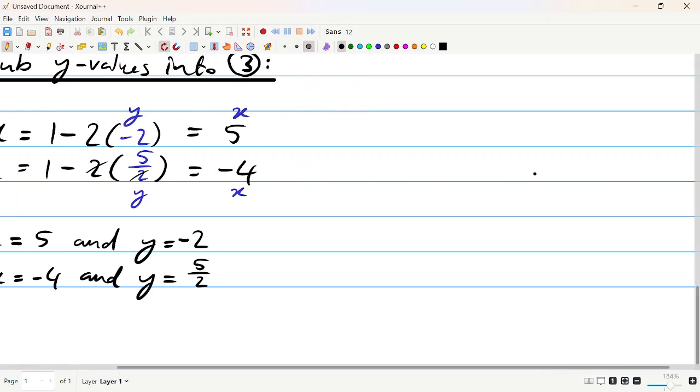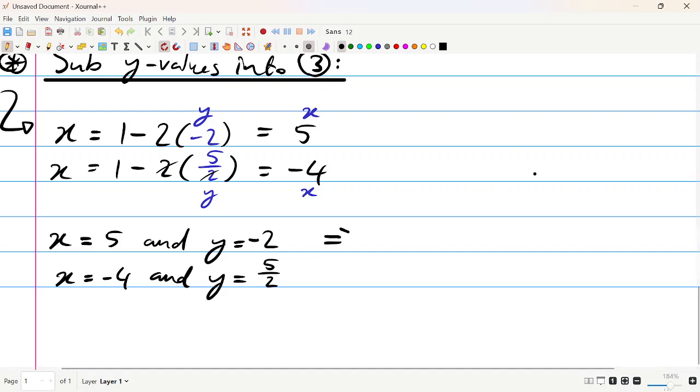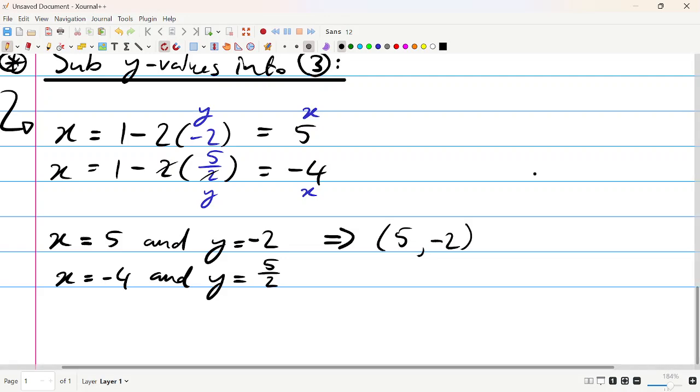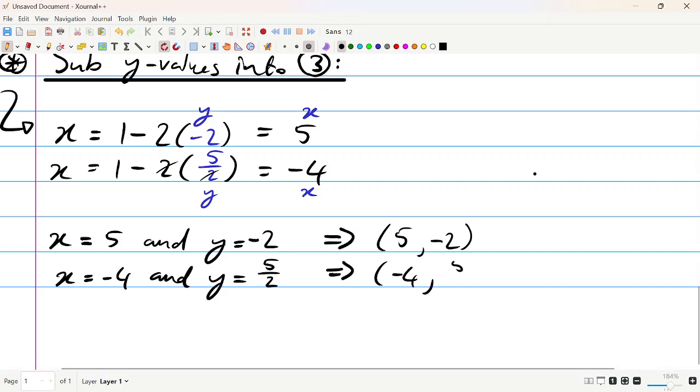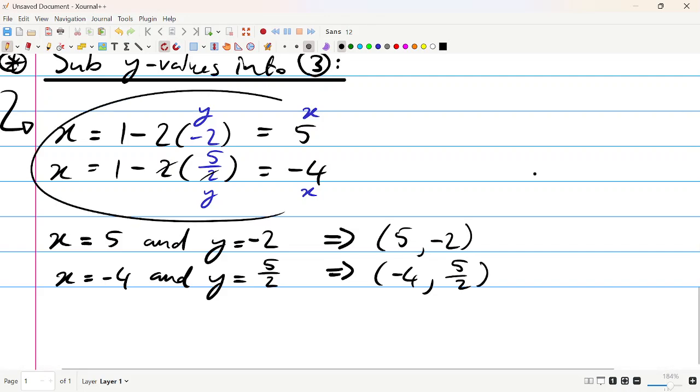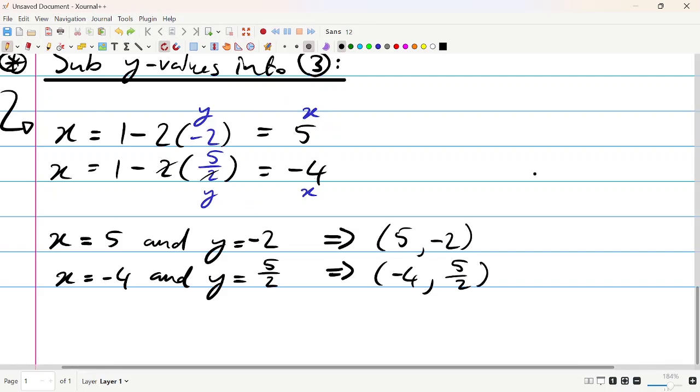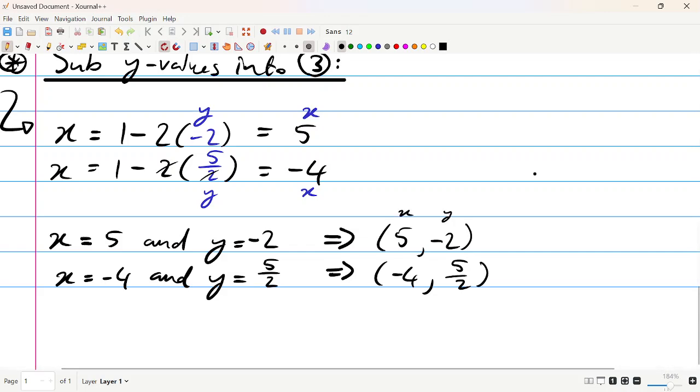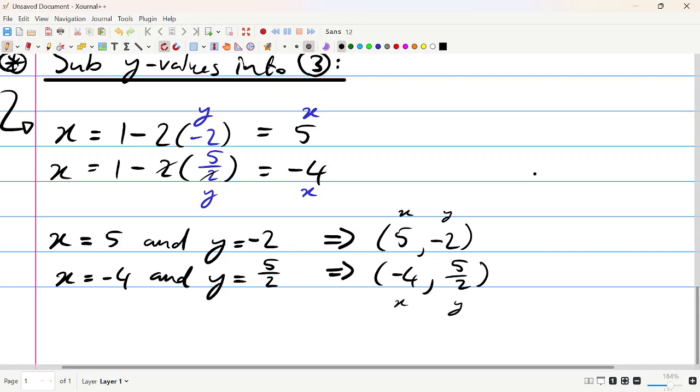But when you're working with functions, you would write it in coordinate form. So when x is 5, then the y coordinate would be negative 2, the output. Then when the input is negative 4, the output would be 5 over 2. That is essentially all we just did here. And this is obviously in the form of xy coordinates. So when you get to functions, when you're dealing with simultaneous equations, this is how you get your coordinates at certain points using simultaneous equations.